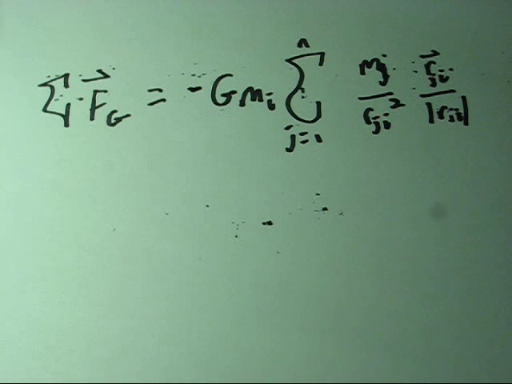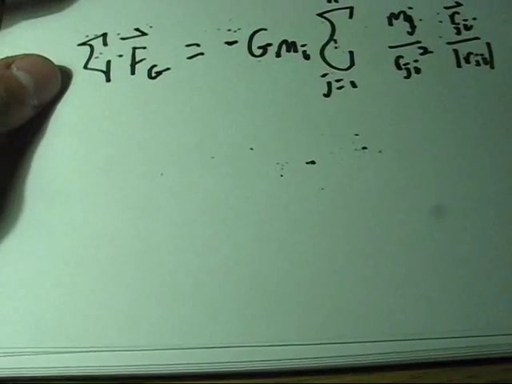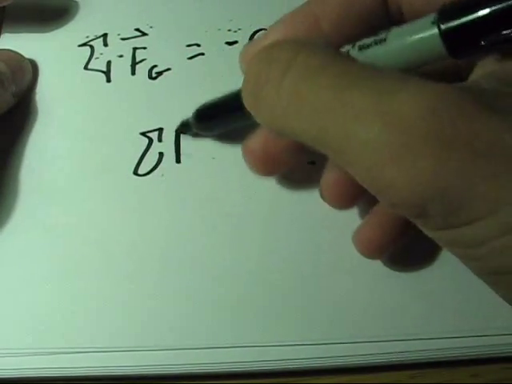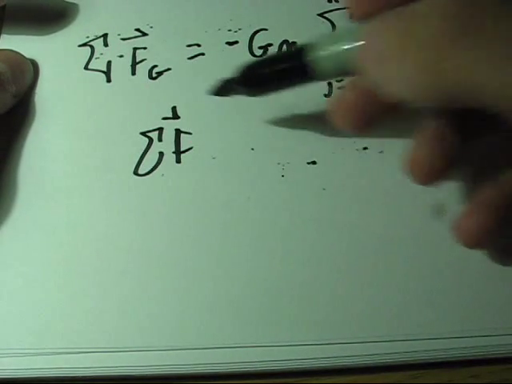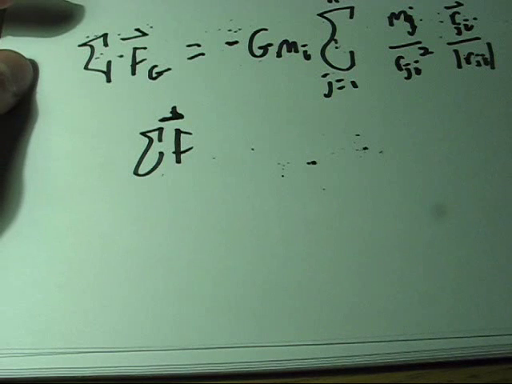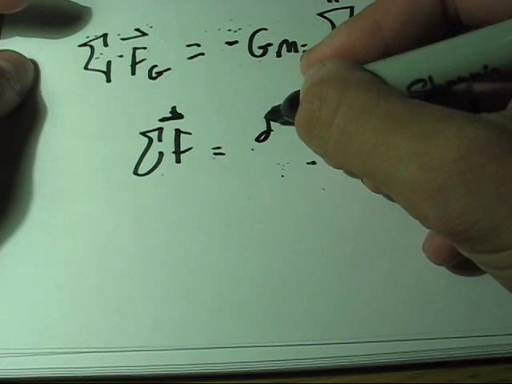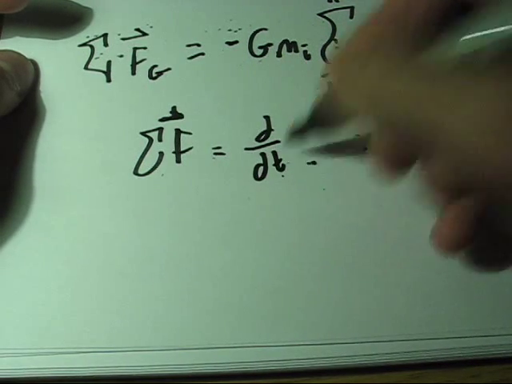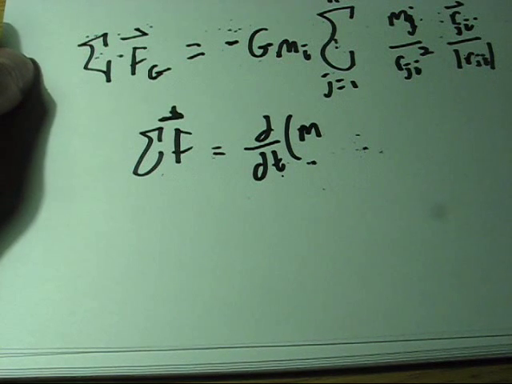However, that's not our equation of motion. That's just our summation of forces. Now, when we apply Newton's second law, you know, the F equals m a. By the way, this symbol is vectors. Summation of the forces is equal to the derivative of momentum. He actually phrased it the more fundamental way this way.